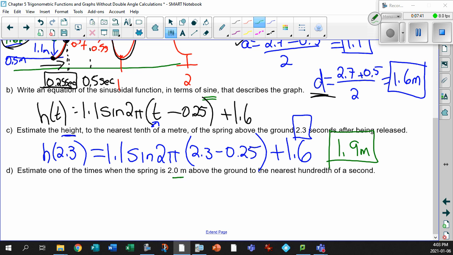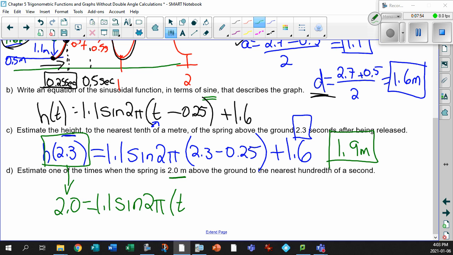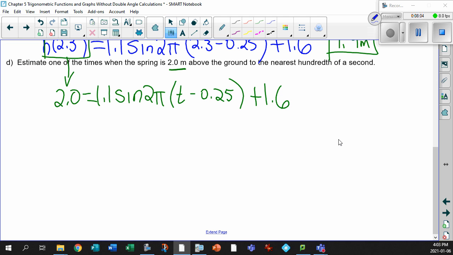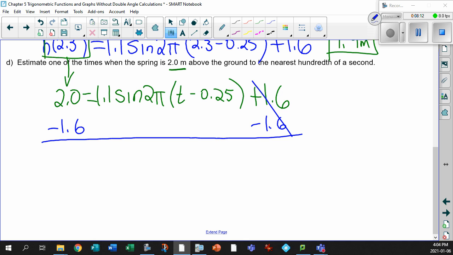Estimate one of the times when it's 2 meters off the ground. Okay, so remember, that's your height now. So it's 2 meters. There's the 1.1 sine 2 pi. There's your time that you're trying to figure out. There's your 0.25 shift plus your d value. Do a little bit of algebra on this guy. Subtract out the 1.6, subtract out the 1.6, leaving you, yep, you got it. Look how this is really nice. It's just turning out beautifully. 0.4 equals 1.1 sine of 2 pi.